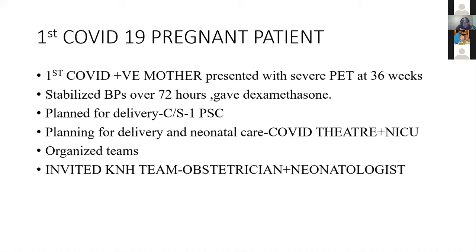We stabilized this patient over 72 hours. We stabilized her blood pressures. And we gave dexamethasone because the previous scan showed that the baby was about 32 weeks. So in case we needed to deliver, we needed to be ready for this delivery. So we planned for the cesarean delivery, because this patient also had one previous cesarean scar.